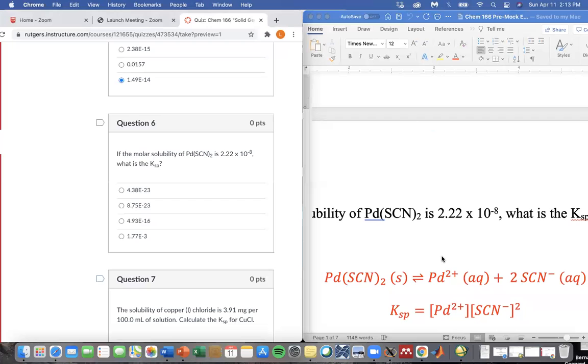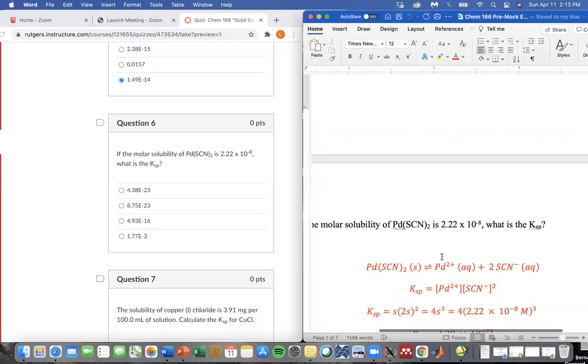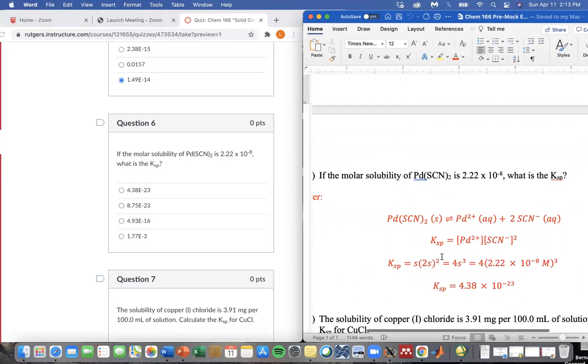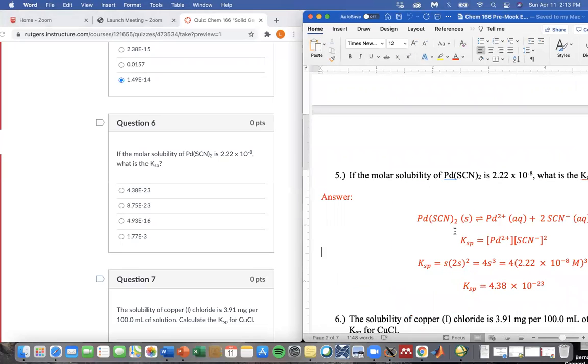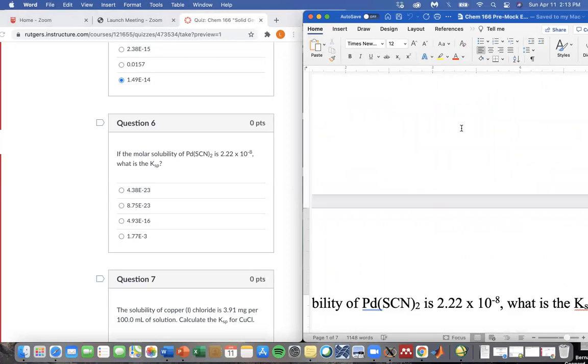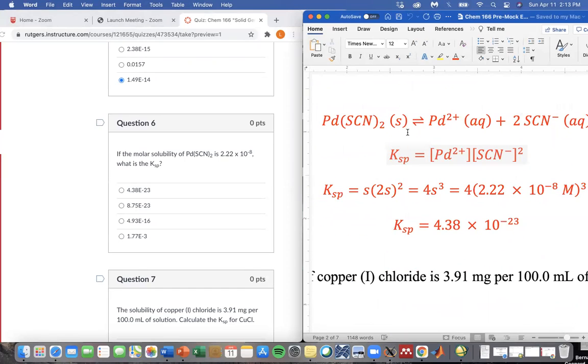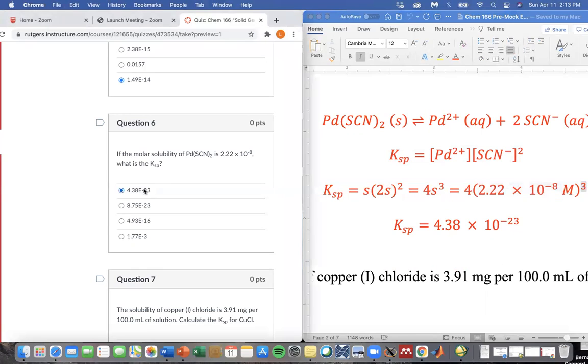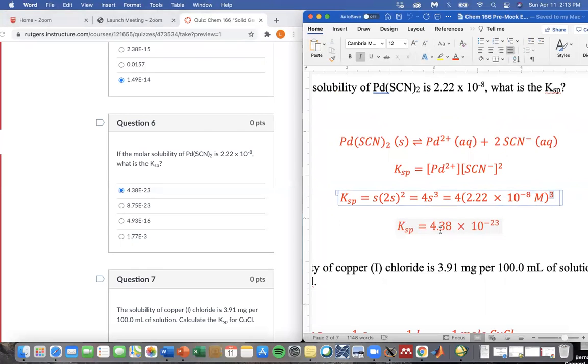And then it's the same kind of thing for the next question here. You're given the molar solubility and you find the KSP. So it's the exact same thing, just with a different expression. The other one had the cation being squared, but this one has the anion being squared. And so you would just do S times 2S squared, and so you'd have 4S cubed. You plug in your molar solubility value, cube that, multiply it by 4, and you should get an overall KSP of 4.38 times 10 to the negative 23rd. Any questions about that one?